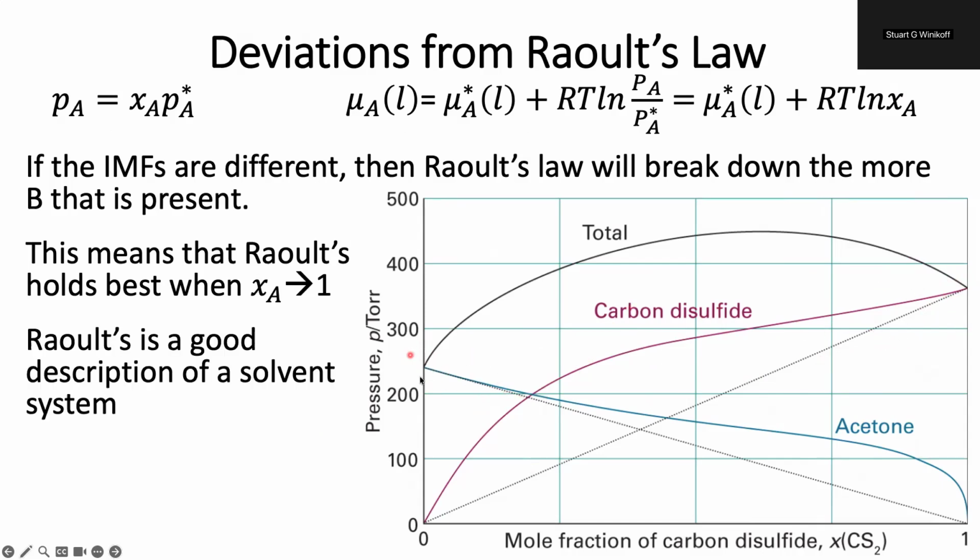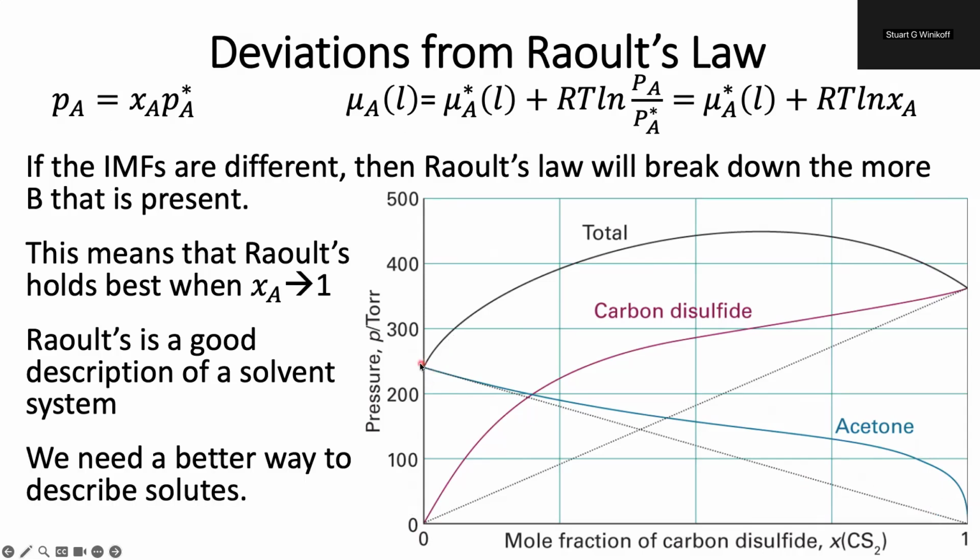Note that we have a very significant deviation for the total throughout, so we're really just looking at the components. And as a result, we tend to say that Raoult's law is a very good description for a solvent system. It holds very poorly for a solute, but if I've got a relatively pure solvent, I can use Raoult's law fairly well. But what we need is a much better way to describe solute behavior.